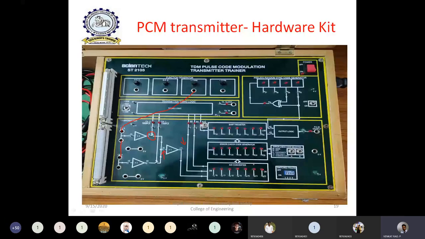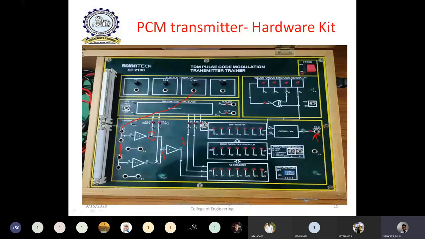So that we can observe directly, all this bit sequence is applied to the output logic, and finally, if you observe at this particular point, that is the PCM output. If you observe this PCM output in the CRO, then this bit sequence, that is binary ones and zeros, is converted into an electrical waveform. You observe this electrical waveform is obtained.